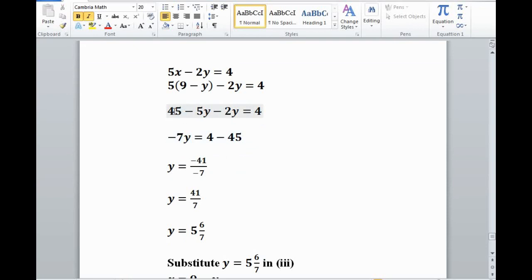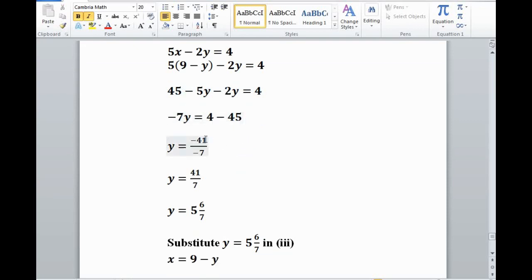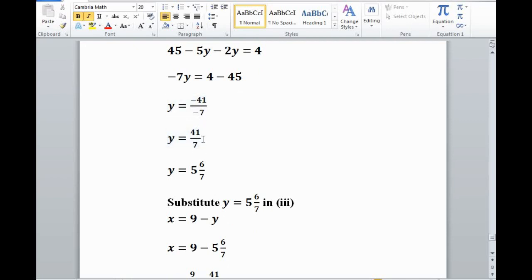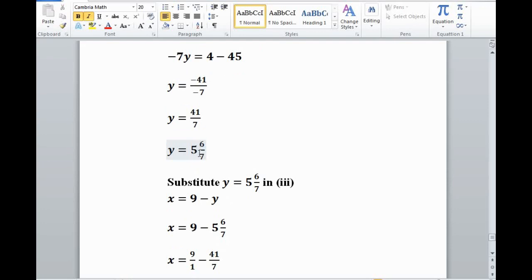And let's take this positive 45 from the left to the right side, and the equation becomes 4 minus 45. 4 minus 45 is negative 41, and if we take this negative 7 from the left side to the right side, this equation becomes negative 41 upon negative 7. So negative multiplied by negative is positive, and 41 upon 7, since we don't have any common factor between numerator 41 and denominator 7. So let's express this improper fraction as a mixed fraction. So 5 whole 6 upon 7 is the required mixed fraction.